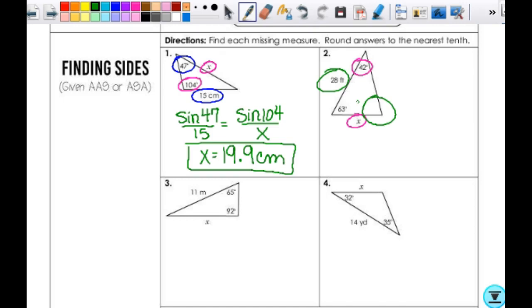Add them up and subtract from 180, right? Add 42 and 63, subtract from 180, and what do you get for that angle measure? 75. Good job. So now you can set up your proportion, right? I can take the sine of 75 over 28, and that's equal to the sine of 42 over x. Right? So then I can cross multiply and divide.